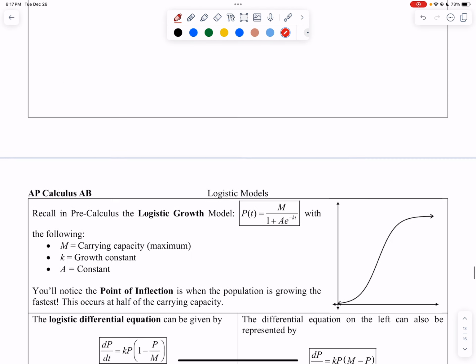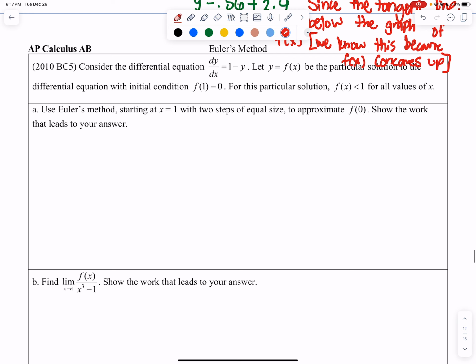All right, last one. This is an FRQ from 2010. So we're going to do this one, and then we are going to stop here for Euler's method. Before you watch this, go ahead and pause. Take 15 minutes out of your time. Time it as you would with a practice FRQ, and then return after 15 minutes or once you're done.